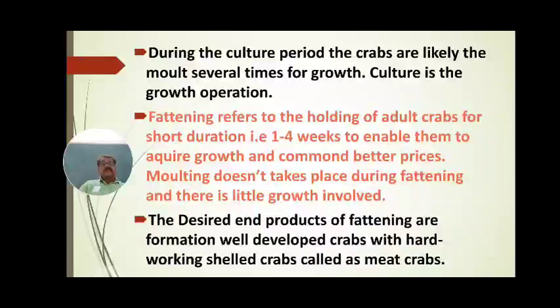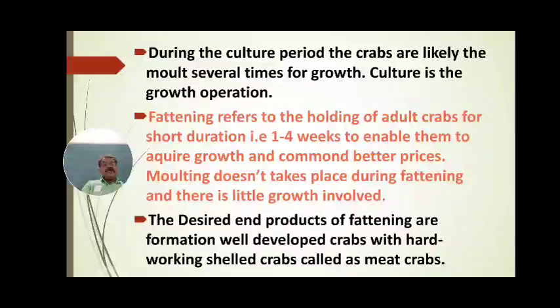Next point is the fattening. Fattening refers to holding adult crabs for a short duration, that is 1 to 4 weeks, to enable them to acquire growth and command better prices. Molting doesn't take place during fattening, and there is little growth involved. These are to be observed among these fattening breeds.